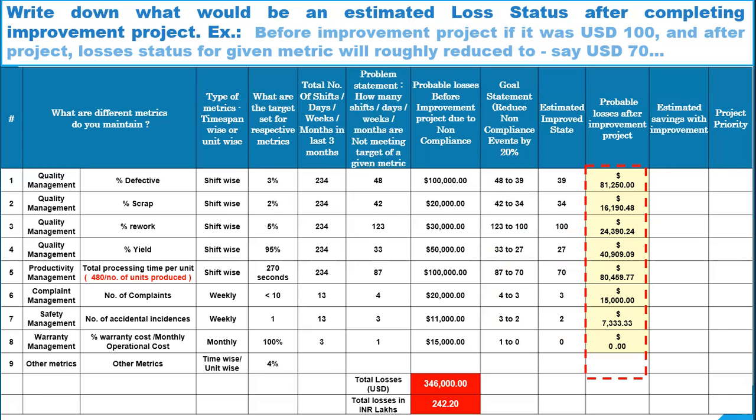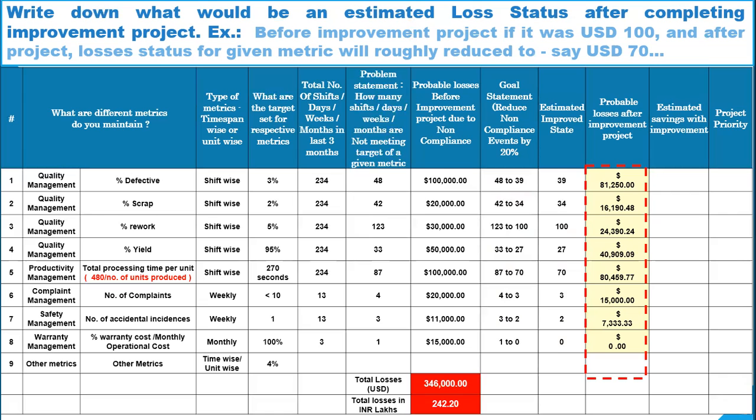So in case of percentage defective, we are standing right now at $100,000. Once we deploy the improvement project, we will reach $81,250. The losses of $81,250 are also high. And as I already told you, you have to re-baseline the project in the next cycle and reduce it from 81,250 to maybe $60,000. So likewise, slowly and continuously, we keep on improving, right? At this current junction, we are talking about probable losses after the first improvement project in the metric of percentage defective. It would be 81,250, right?